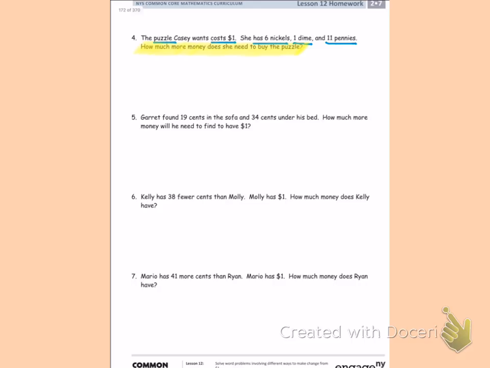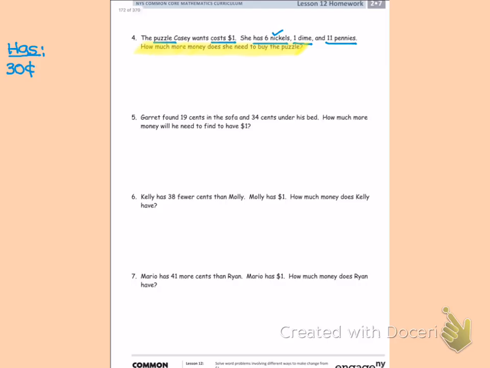Now let's go over here to the scratch paper and determine how much money Casey has. I'll label this so my teacher knows what I'm doing. According to the story, she has 6 nickels. Now 6 nickels is the same as counting by 5 6 times. 5, 10, 15, 20, 25, 30. So 6 nickels is 30 cents, and I'll put a check mark there so I don't count that again.